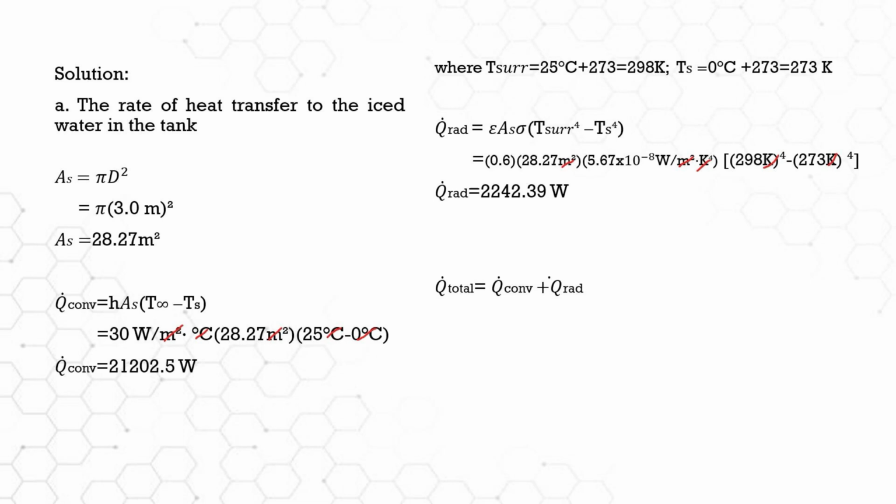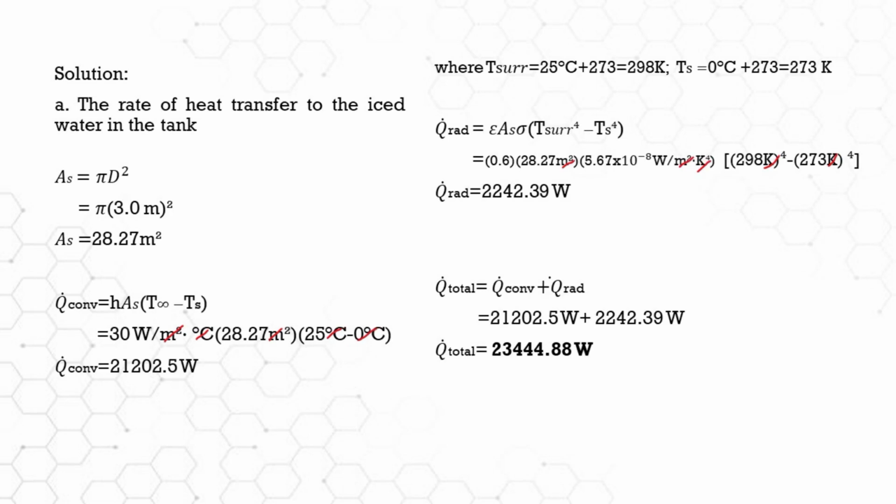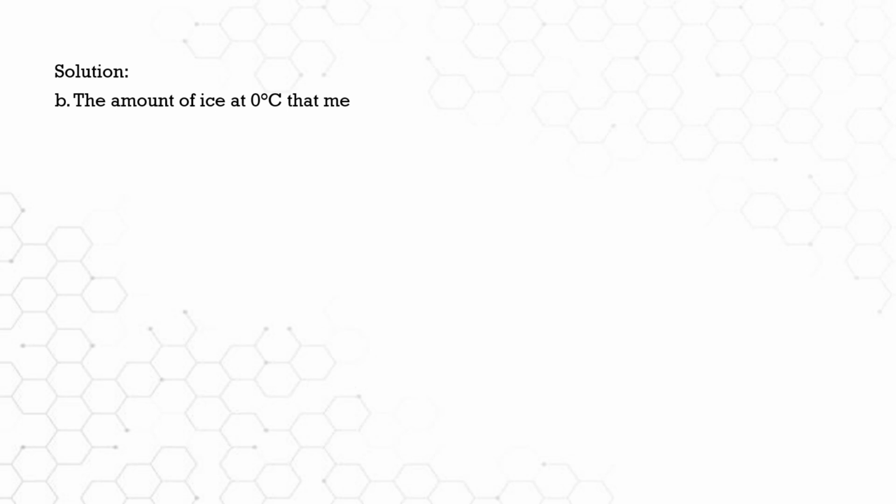Plug in the values, we have 21,202.5 watts plus 2242.39 watts, which is our total rate of heat transfer, equal to 23,444.88 watts. Next, the amount of heat transferred during a 24-hour period is expressed as the total rate of heat transfer multiplied by the change of time.